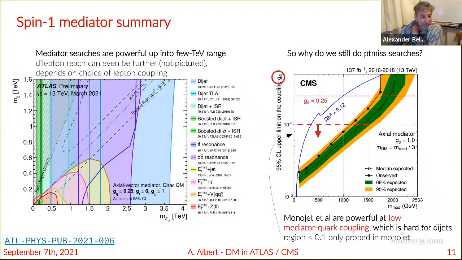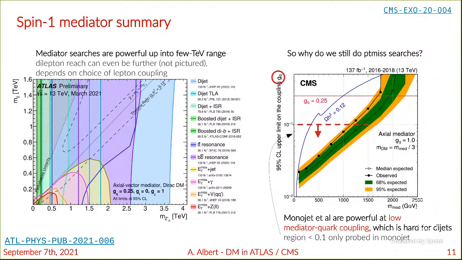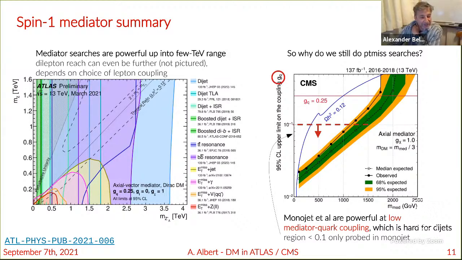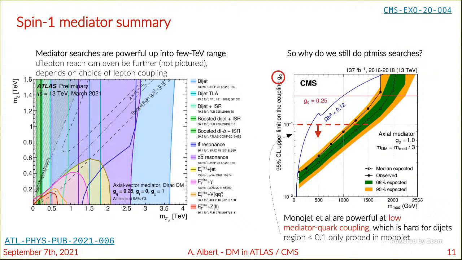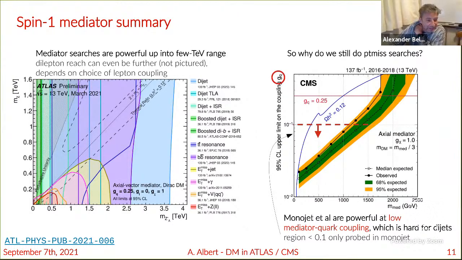So everything actually should be above the line because dark matter should be heavier than this mediator, right? So okay. Okay. Right. And do you have a sensitivity? Well, it's too many lines.